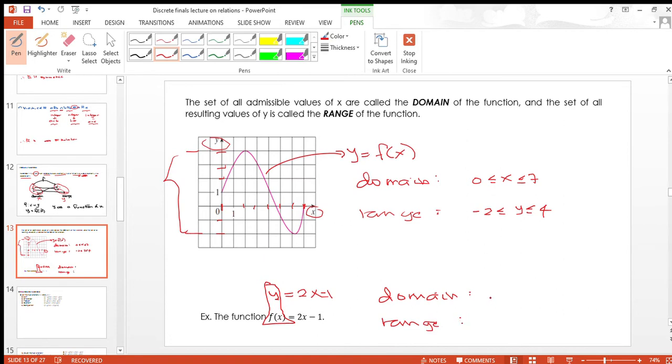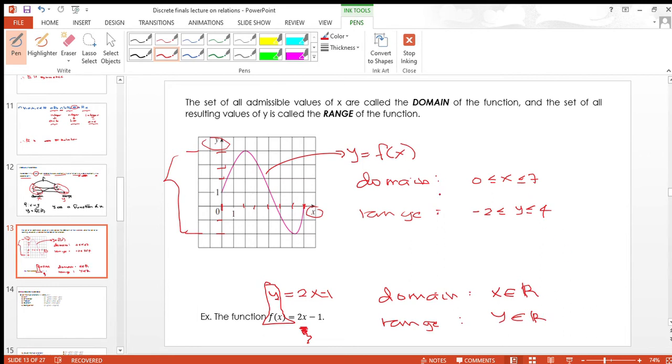So remember, the domain is all permissible values of x. So for this one, what possible values of x can we have? Isn't it that if you will analyze this, x can actually be any real number. Okay? So your domain is x is any real number. Then, if x is any real number, if you substitute any real number here, then the value of y will also be a real number. Therefore, our range will also be the set of real numbers.